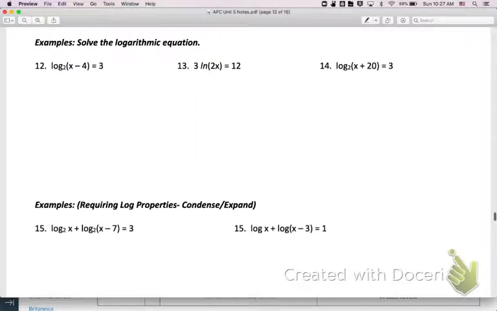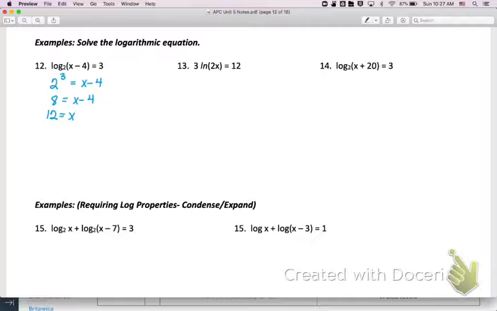Okay, so for example, number 12, the log is already by itself. Log base 2 of x minus 4 is equal to 3. We've seen there's no way to split that log apart. So we're going to rewrite this in its exponential form. We're going to use a base of 2 and an exponent of 3, and that should equal what's inside the log. Look at what we've accomplished now. The x is not trapped in the logarithm, and 2 to the third, we know we get 8, equals x minus 4, and so we add 4 to both sides, and we get that x is equal to 12.